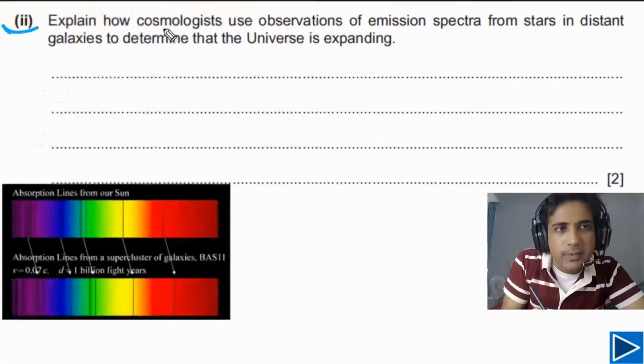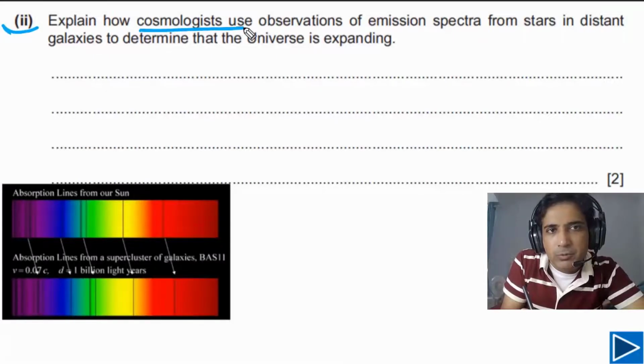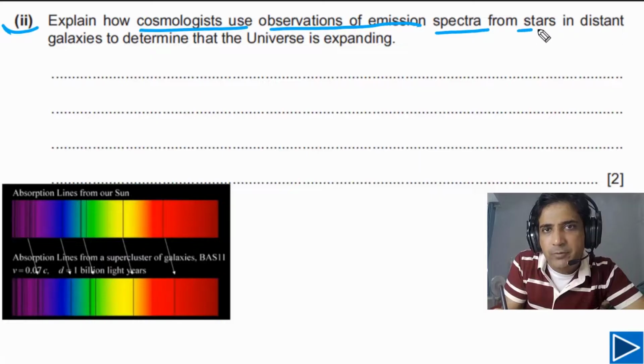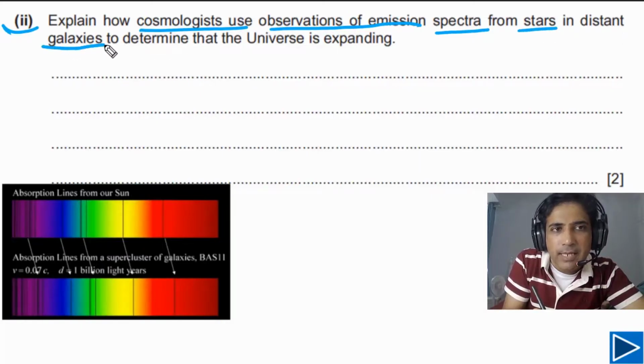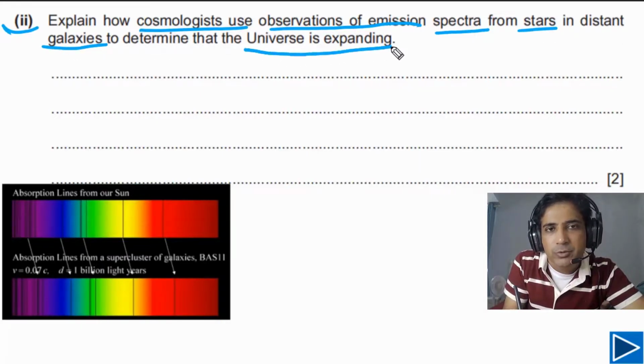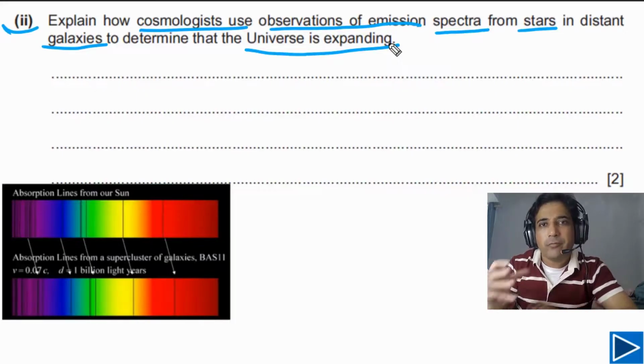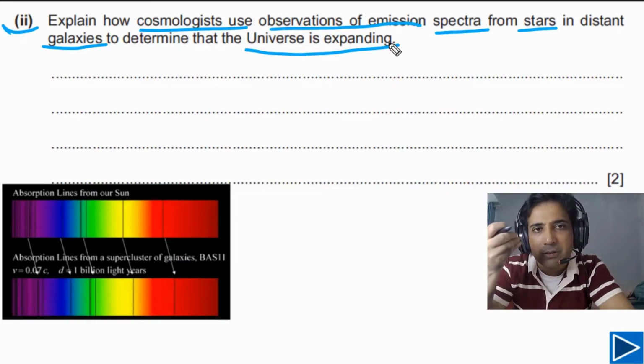For the second part, we need to explain how cosmologists use observations of emission spectra from stars in distant galaxies to determine that the universe is expanding. Very nice question. So simply the question is asking us, how do we know that the universe is expanding? By studying spectra from different stars.